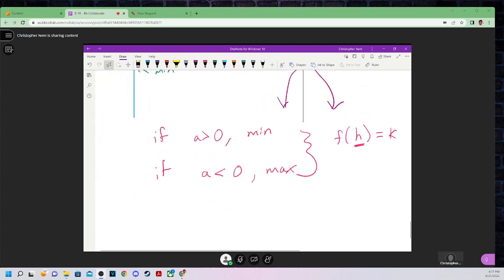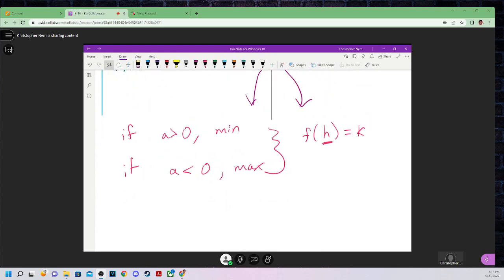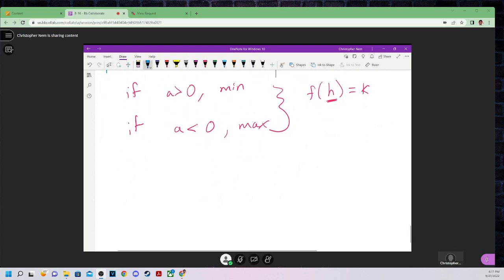And this is why when I was grading key features, I wanted everybody, when they're calculating maximum, local max, and local min, to only list the y values. When we talk about maximums and minimums of an actual real world problem, we're talking about the height. We're not talking about anything else. So, let's try an example.